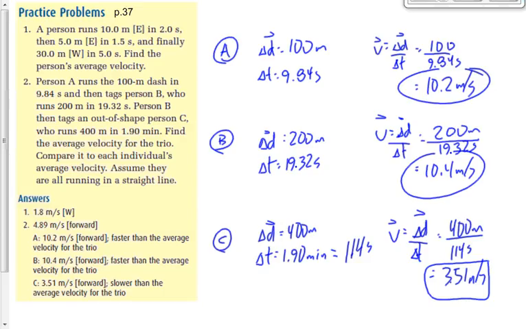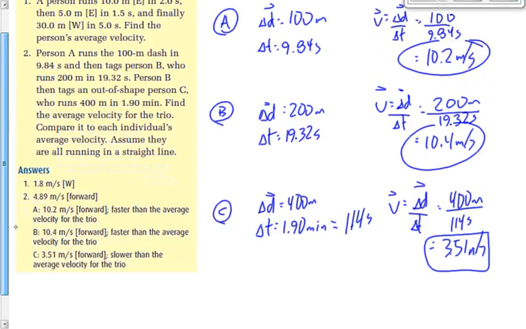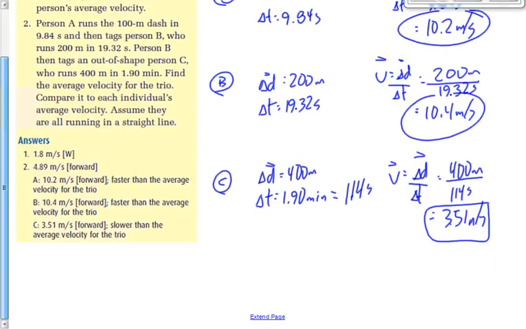All right. How do you find the average velocity of all 3 of them combined? What are we going to do? Say 10.2 plus 10.4 plus 3.51 divided by 3? Add them up and divide by 3? No, it doesn't give you the right answer, does it? Let me give you another example to show you why it doesn't give you the right answer. Let's say I drive to Edmonton, 350 kilometers.